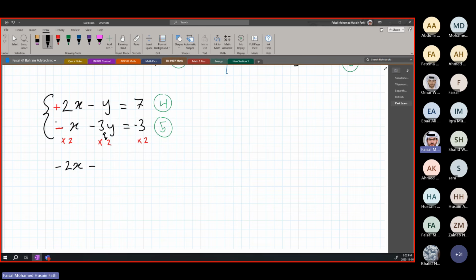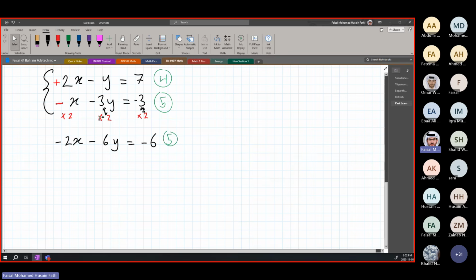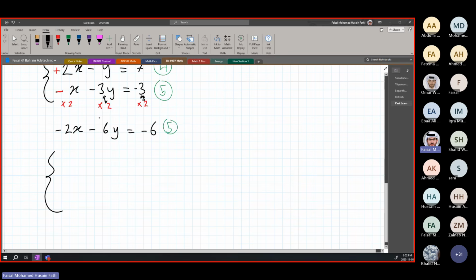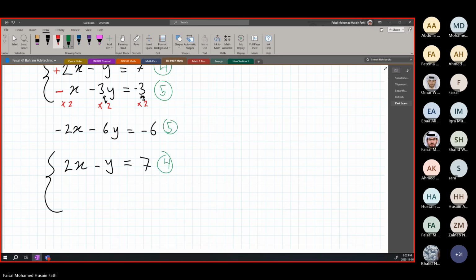Okay. 2 times 3 is 6, or 2 times minus 3 is minus 6. So this is again just equation 5. Okay. Now if we're going to rewrite the full simultaneous equations again, we have 2x minus y equals 7. This is just equation 4. Okay. And then we write minus 2x minus 6y is equal to minus 6. Okay. And this is just equation 5.